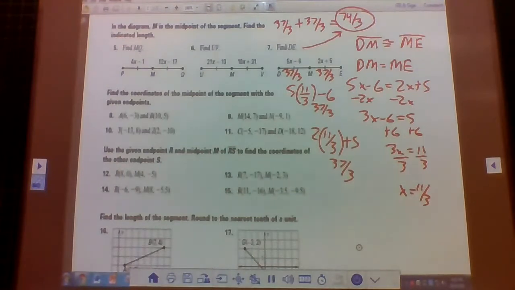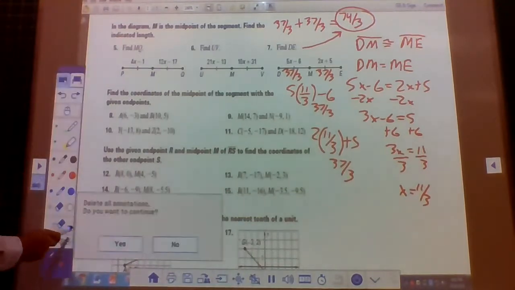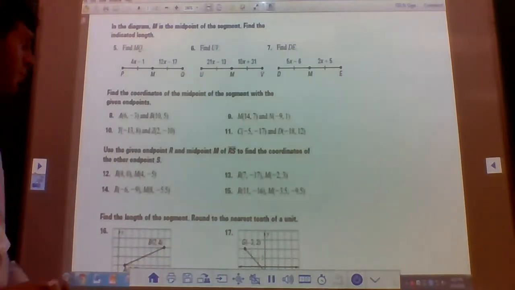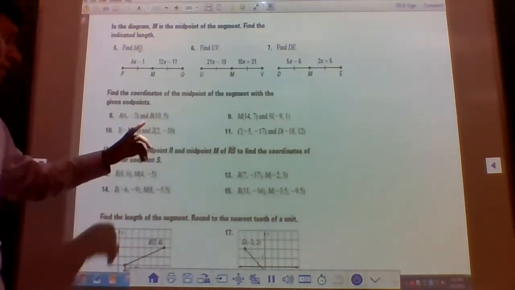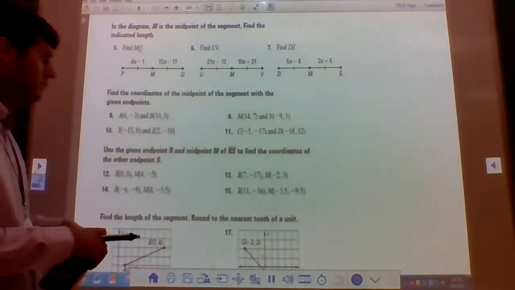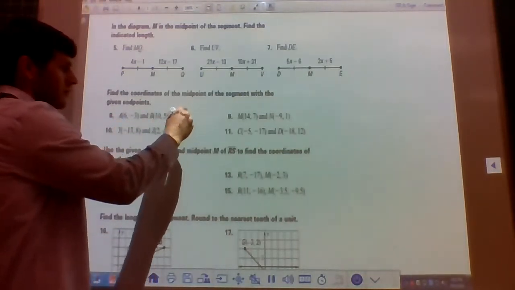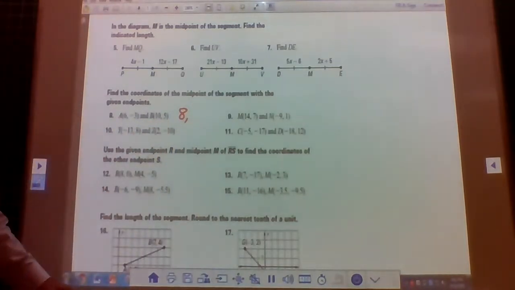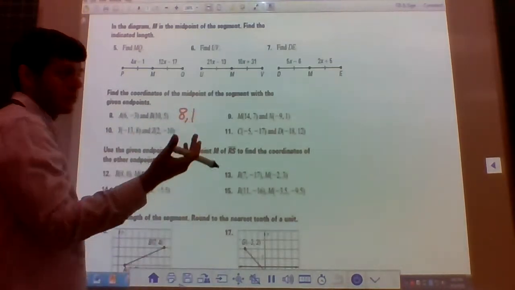All right, 8 through 11, we want to find the midpoint of these 2 points. They give us 2 points, and we're trying to find the midpoint. So to find the midpoint, we can just look at it. What's halfway between 6 and 10? It's 8. Okay, what's halfway between -3 and 5? That's going to be 1. So that's all we really need to do.